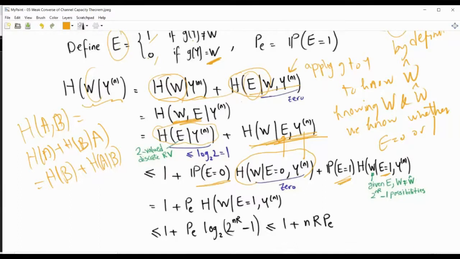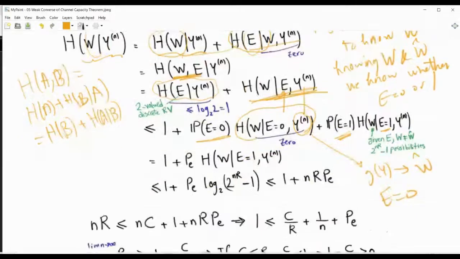Now, let's look at this entropy. I'm claiming that it is 0. Why? We know Y. Knowing Y, from Y you can compute W hat, right? And knowing that E is equal to 0, you know that there is no error. So W is equal to W hat. So the entropy is 0. G of Y gives you W hat. You know that E is 0. Then do you know W? Exactly. We know it exactly because the error is 0, and W is W hat, and we can obtain W hat by applying the function to Y. So this is 0.